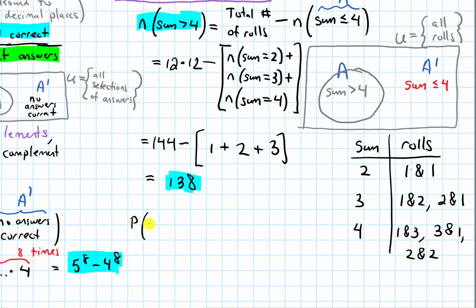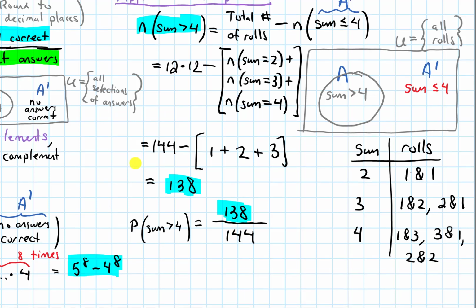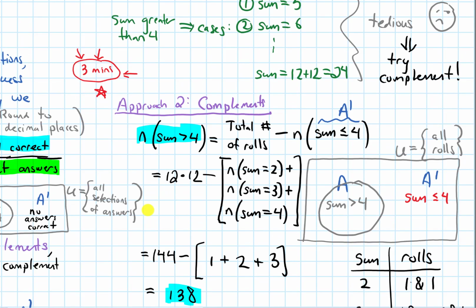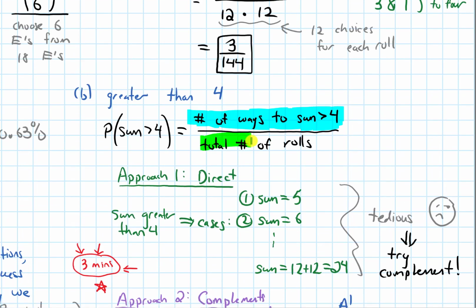So we are ready to write down our probability. The probability that the sum is greater than 4 is equal to the numerator, 138, which is the number of ways the sum could be greater than 4. And the bottom is the total number of rolls, which was 144. Let me highlight that as well. We'd even written that out here. Total number of rolls. This was the denominator we were after.